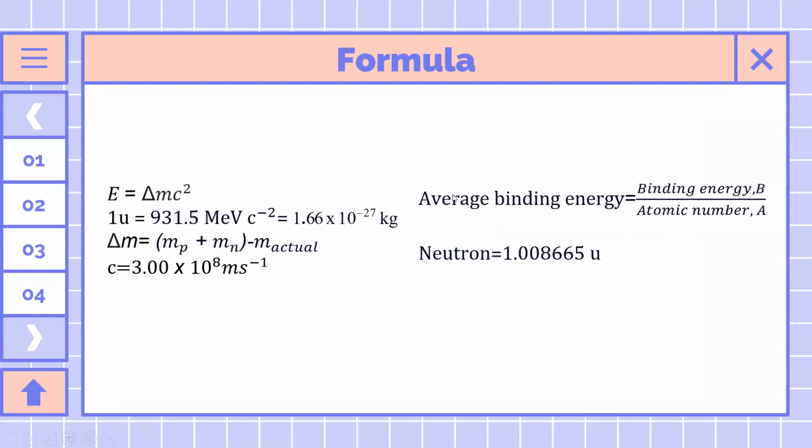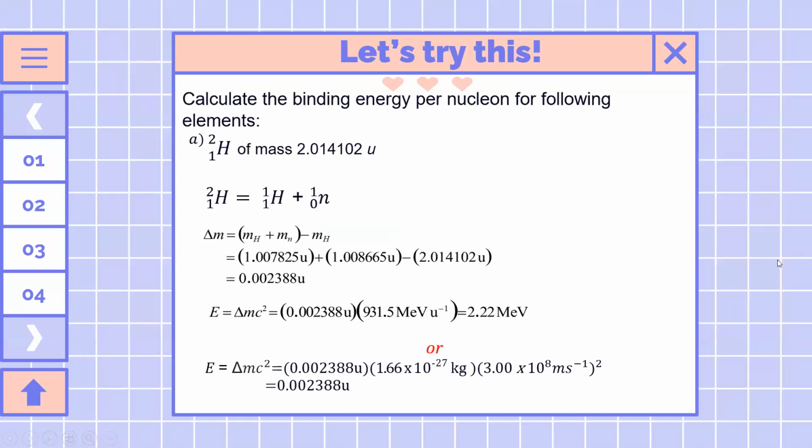There's another equation that you need to know, which is the average binding energy, which is binding energy B divided by the mass number A. You already know that 1 U equals 931.5 MeV, which is mega electron volts. This unit can be used for binding energy. So let's try this example.